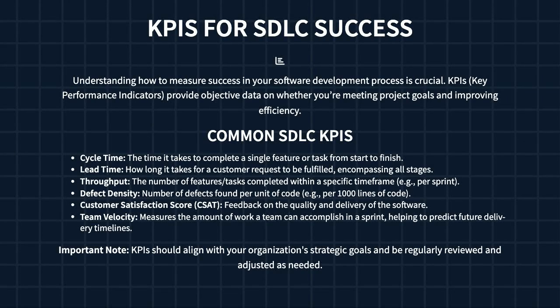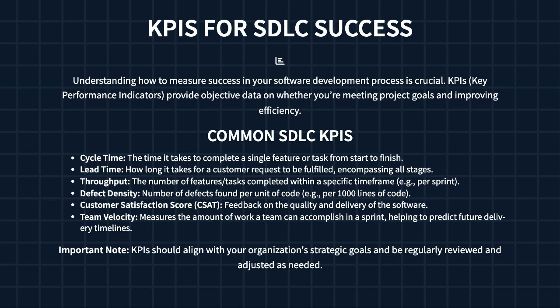Okay, let's talk about how we measure success in software development. Think of KPI, key performance indicators, as the yardsticks we use to see if our SDLC is really working. We're looking at things like cycle time, which is basically how long it takes to get a feature done from start to finish. Lead time is similar but looks at the entire process from initial request to delivery. And there's throughput, how much work we're getting done in a given period.